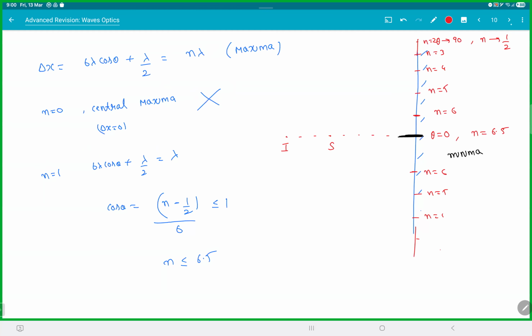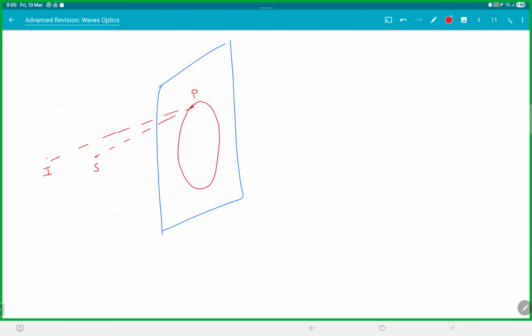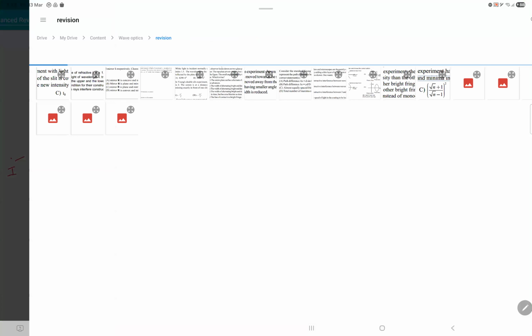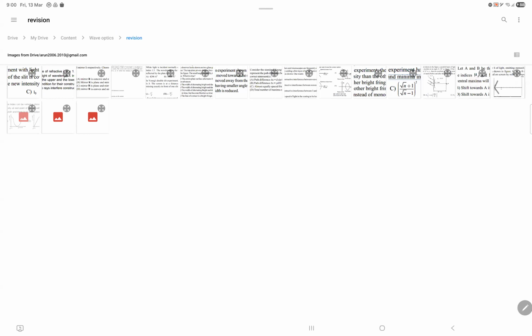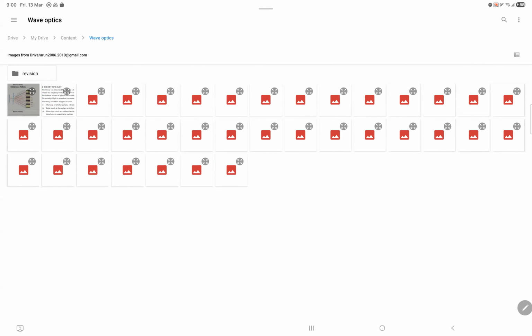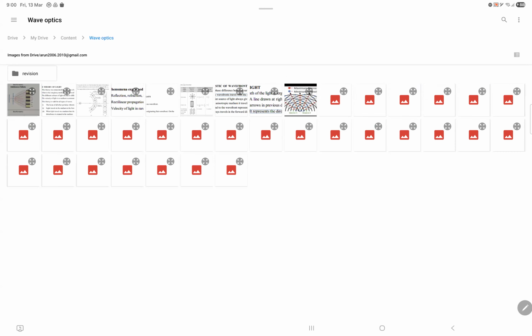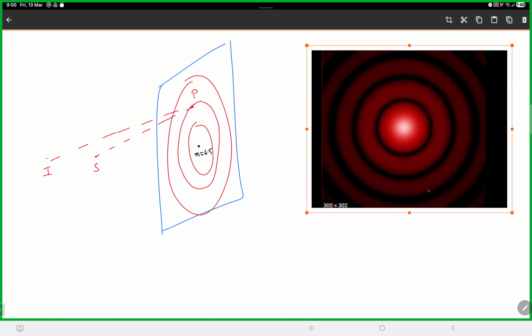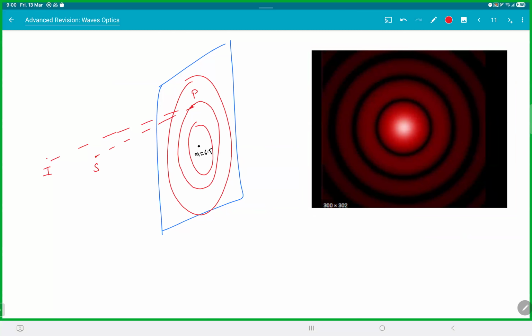So these n values which you are getting are actually circles. This center circle is n is equal to 6.5. Then you have a circle here. This is how the fringes will look, this is how the pattern will form. This is not the exact picture, but it would look something of this sort. Can you see the rings? You will see bright rings, dark rings, bright rings, dark rings.